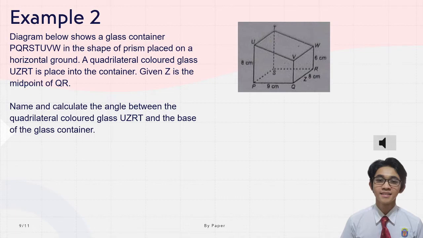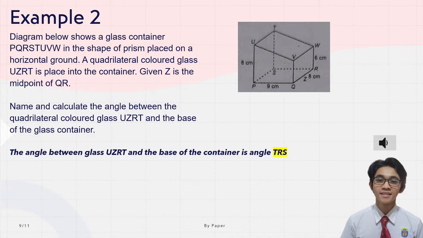Based on the diagram, we can know that the angle between glass UZRT and the base of the container is angle TRS. To calculate the angle TRS, we need to use the tangent formula, which is to find the opposite and the adjacent. We can know that the opposite is 8 cm and the adjacent is 9 cm. And after doing the calculation, we're going to get 41.63 degrees.